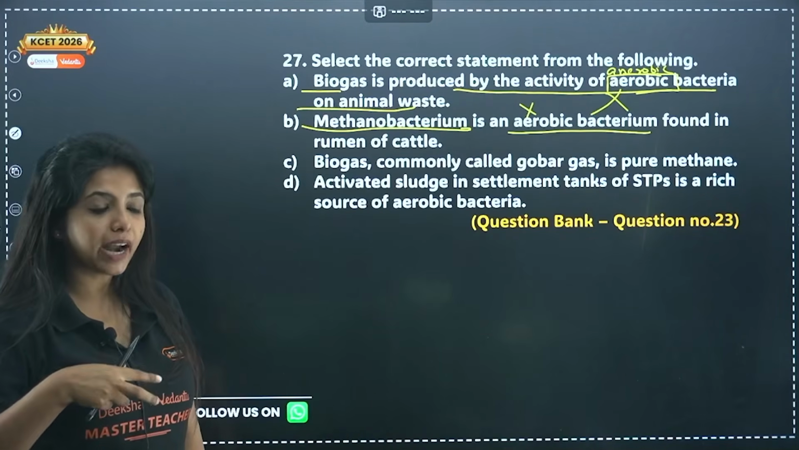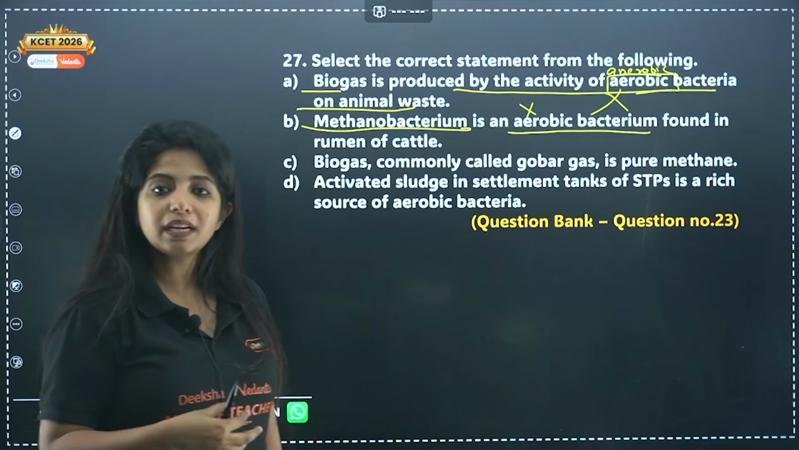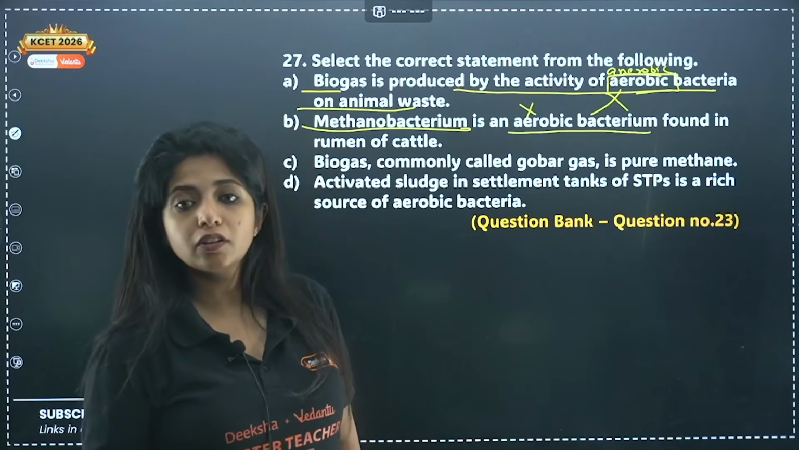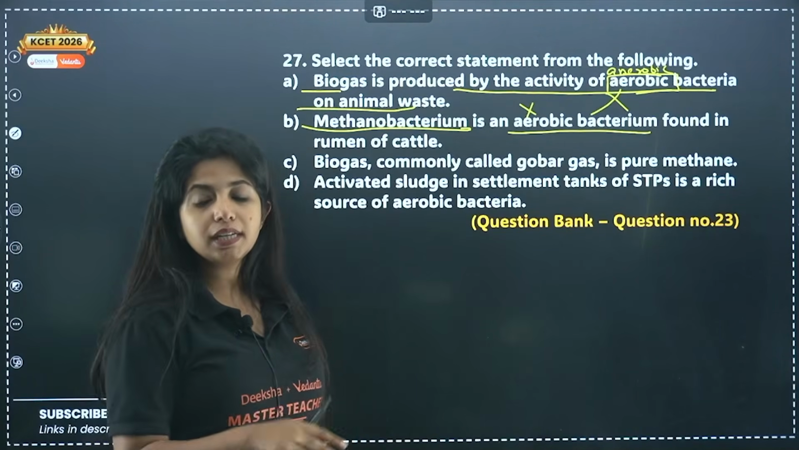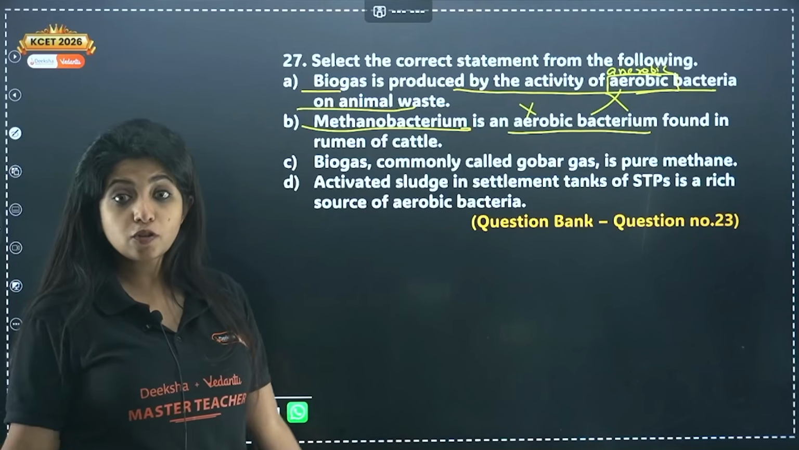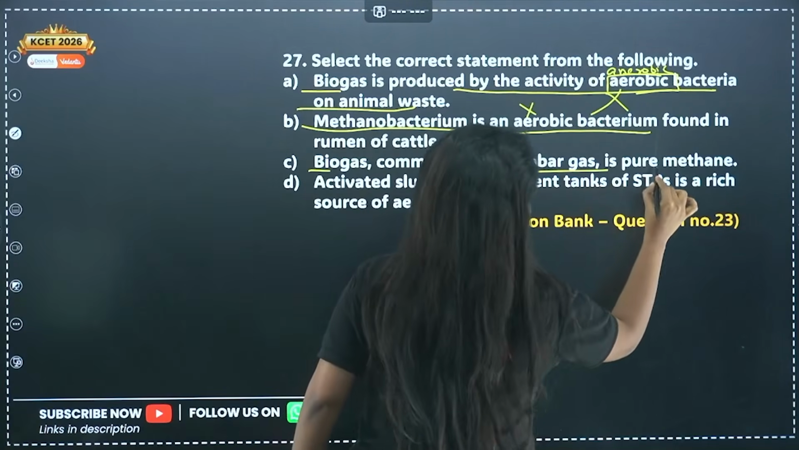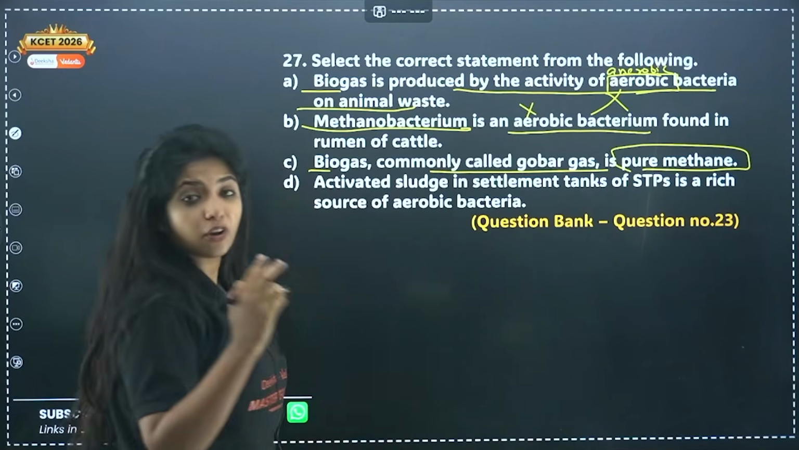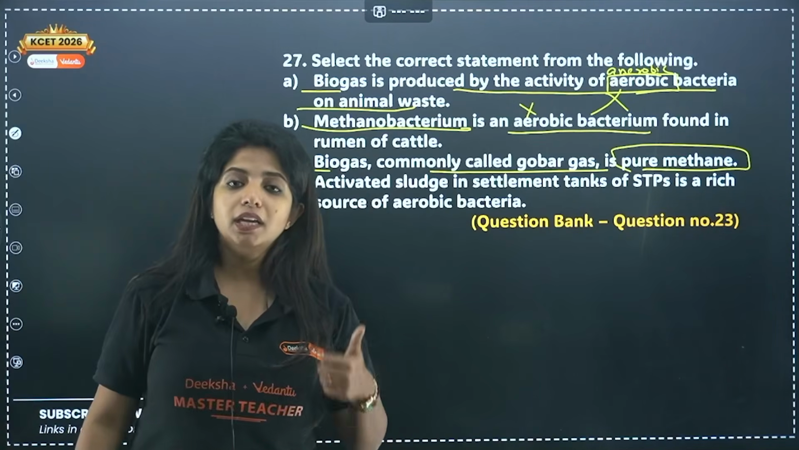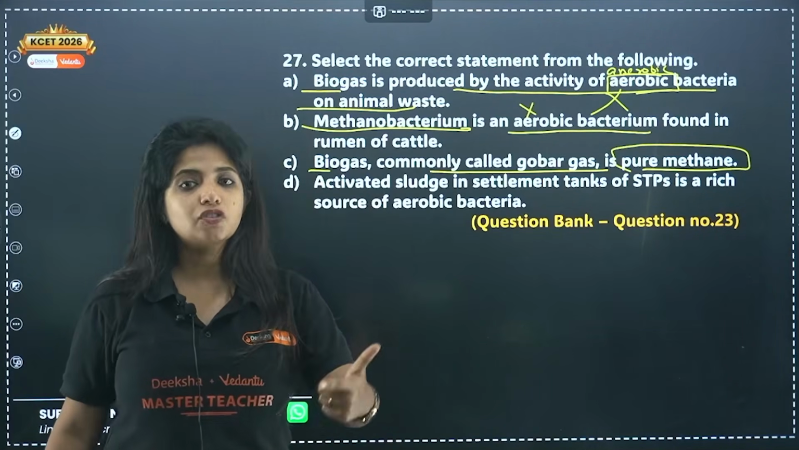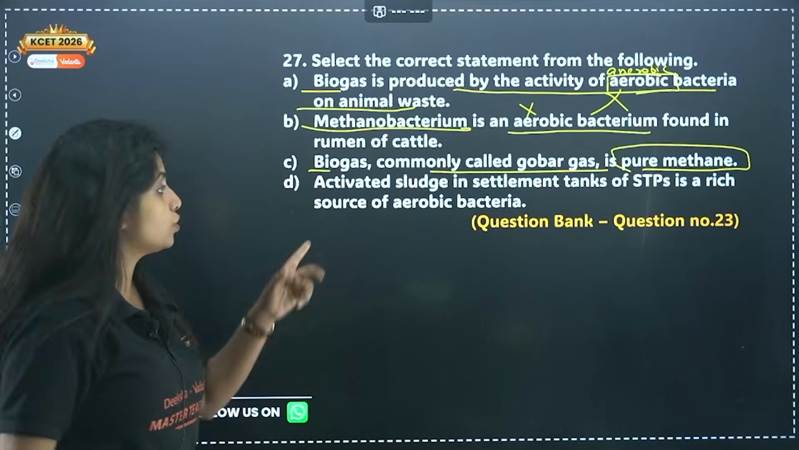Because in the rumen of the cattle, the plant is being eaten by the cattle, right? And the plant has cellulose, my dear children. For breaking down cellulose, you need certain bacteria like that, and it is also responsible for production of biogas. Now, biogas, commonly called gobar gas, is pure methane. Is it pure methane? We studied it's a combination of three things: either methane, H2S and CO2, or methane, H2 and CO2. Not pure methane. So this is also wrong.